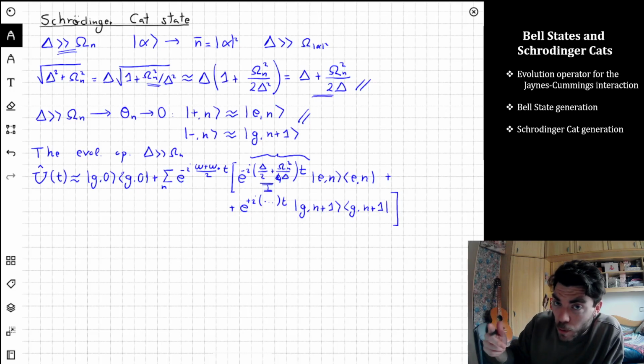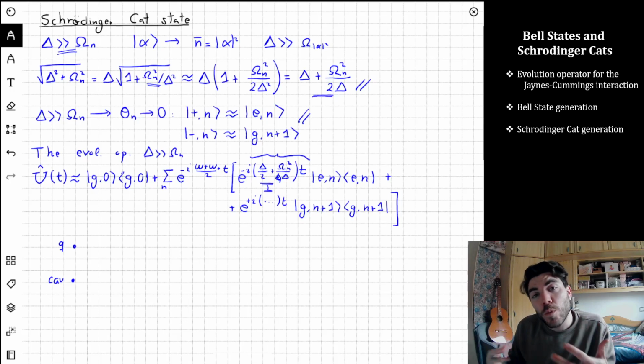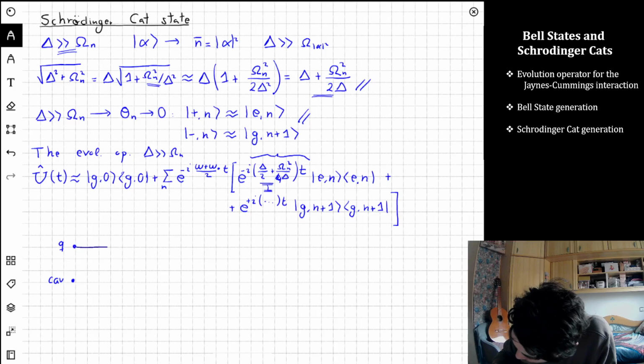And for this we need a qubit and we need a cavity. And we need the qubit to be in a quantum superposition between ground state and excited state. But we know how to do that. We just did it before.